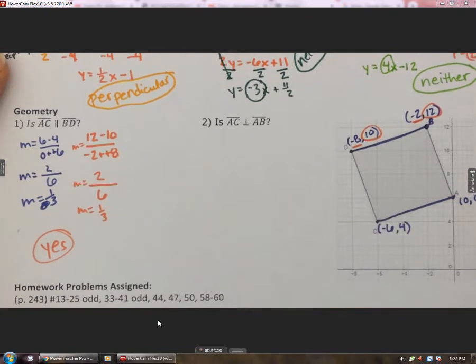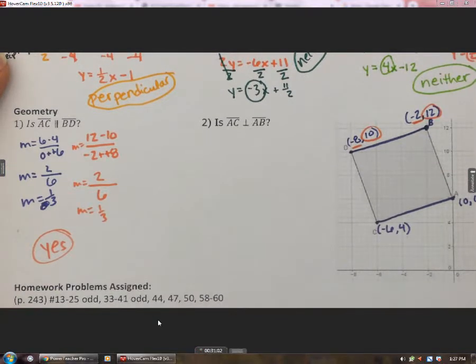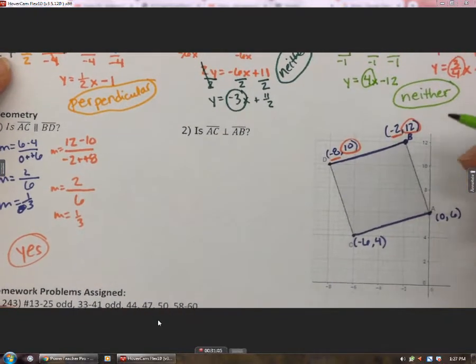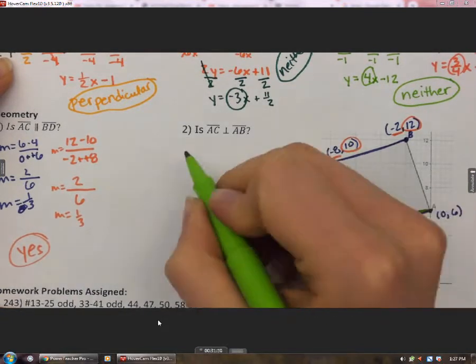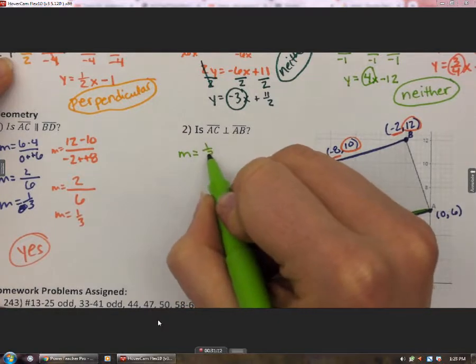Last one, then we're done. You guys have been good. AC. Oh, that's this point right here. Oh, good. I already know the slope of that one. What was the slope of that one? 1/3.